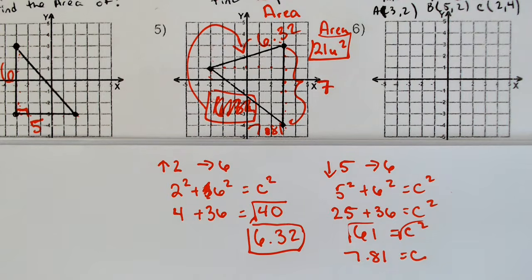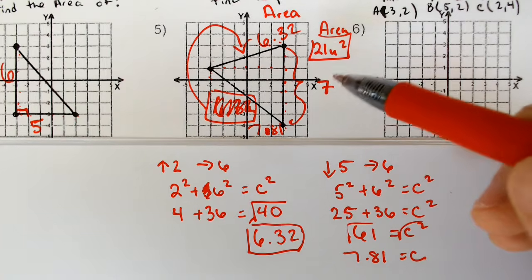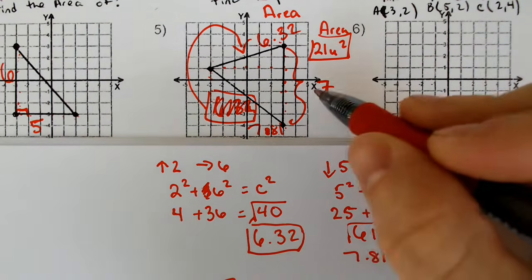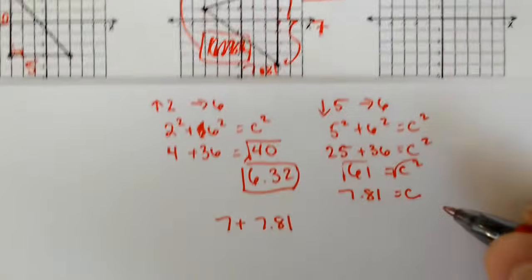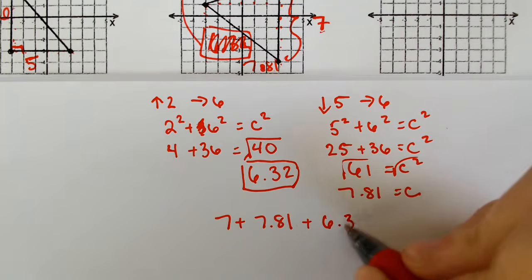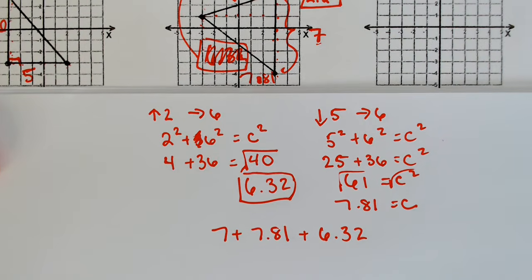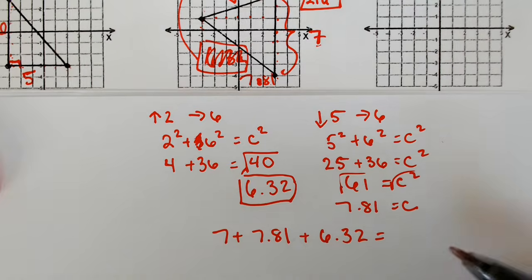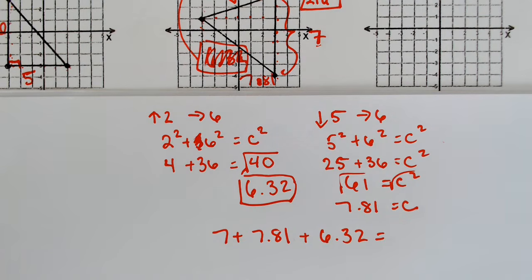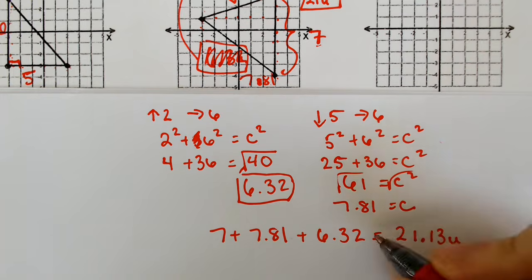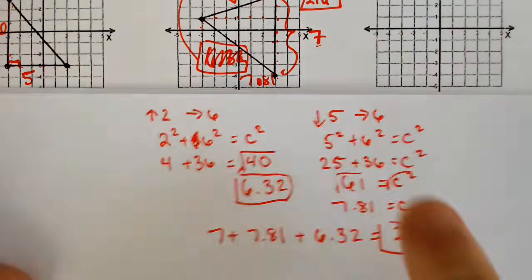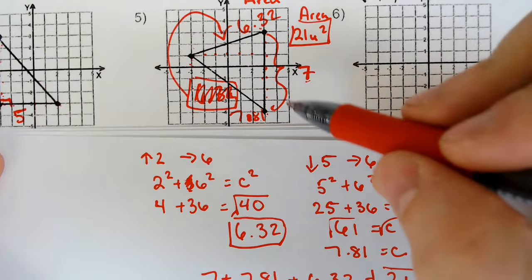And if we want to find the perimeter, all we have to do is add up all the sides. We already have all three sides. We just have to add them up. That is going to give us 7, going around clockwise, 7.81, and 6.32. If we add up those three sides, then we get our full perimeter. And if I do that, 6.32 and then 7 gives me 21.13 units, not units squared, because perimeter is just the way around, which is how many squares you went around it.